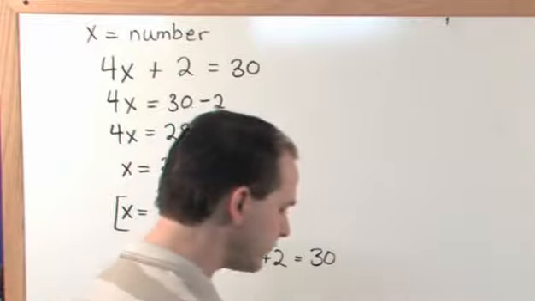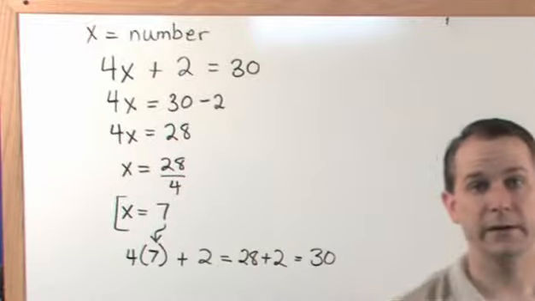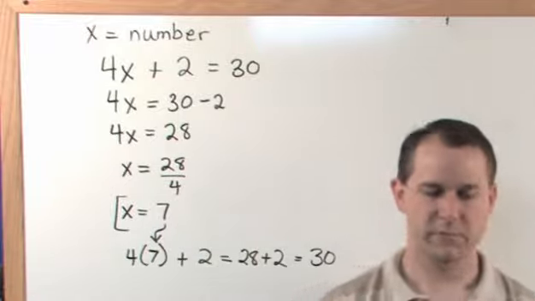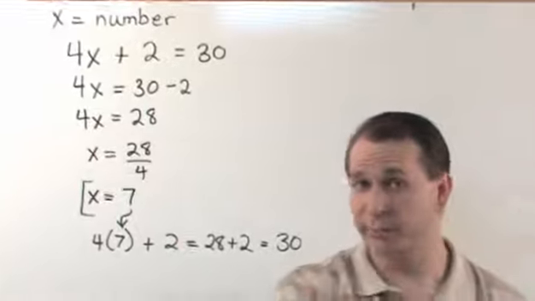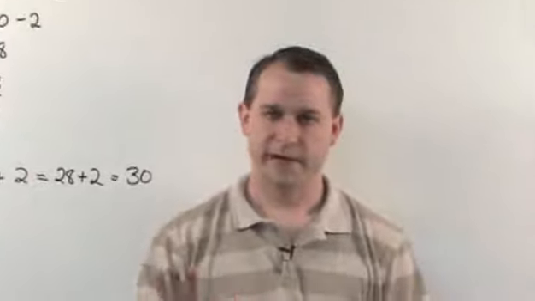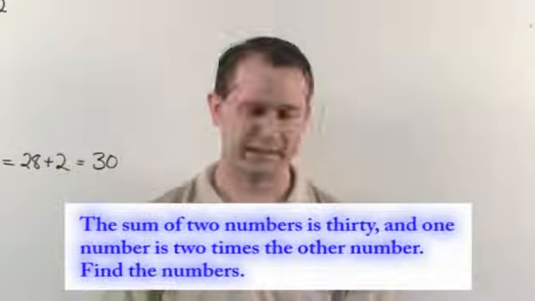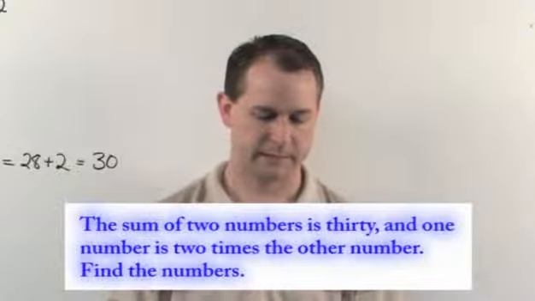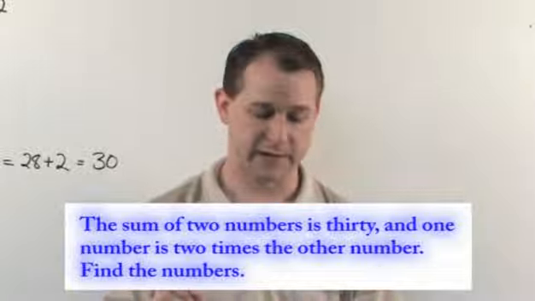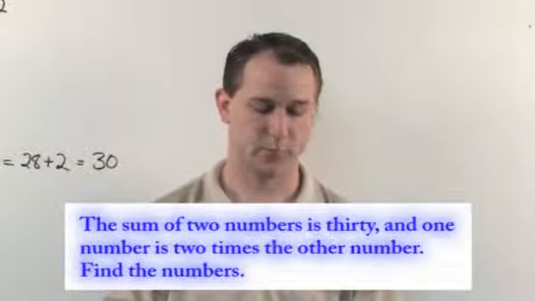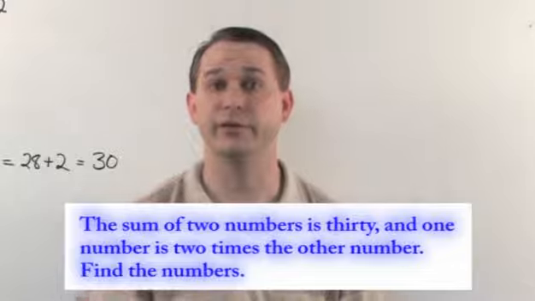Okay? The second problem is a little bit more complicated, but not too much more complicated. We're just going to build in complexity here. Second problem. The sum of two numbers is 30. Okay? And one number is 2 times the other number. What are the two numbers? Or find the two numbers.